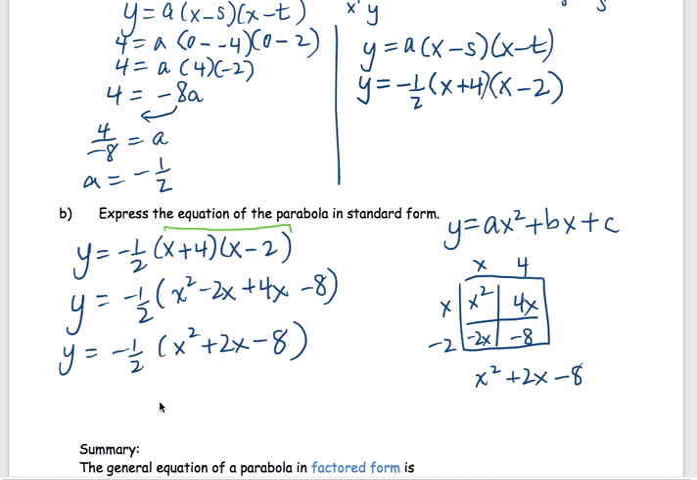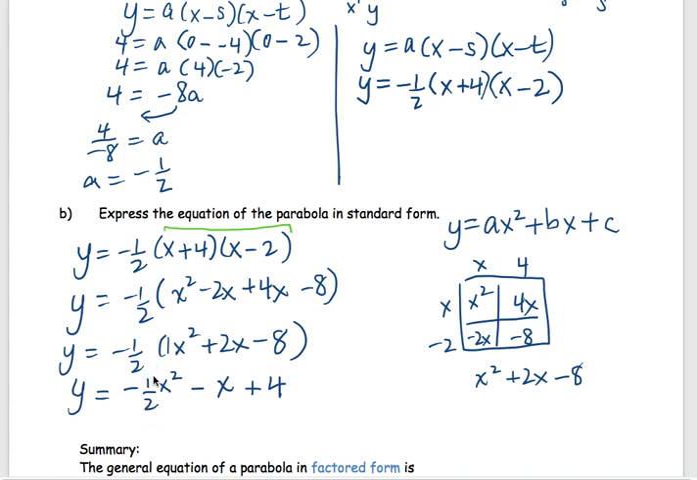We almost look like we're in the standard form, but now we have to multiply this 1/2 in to everybody here. You have to distribute that in. So -1/2 times x squared becomes -1/2 x squared. Negative 1/2 times 2 becomes negative x, since it's like I'm dividing by 2 when I multiply by a half. Then negative times negative makes positive, and it's like dividing the 8 by 2 to make 4. And now I have it in standard form.